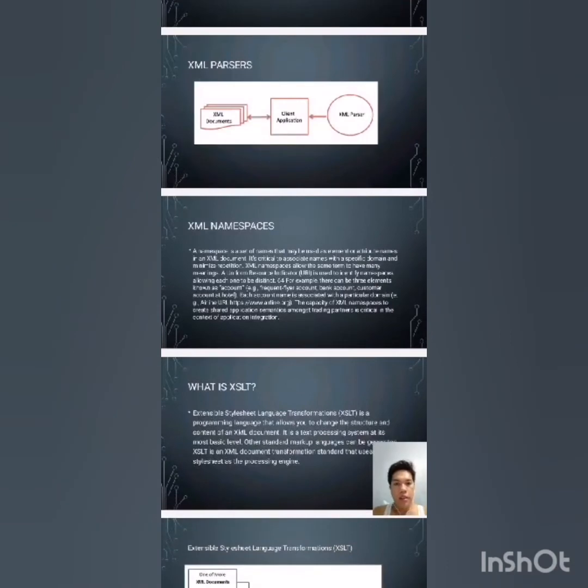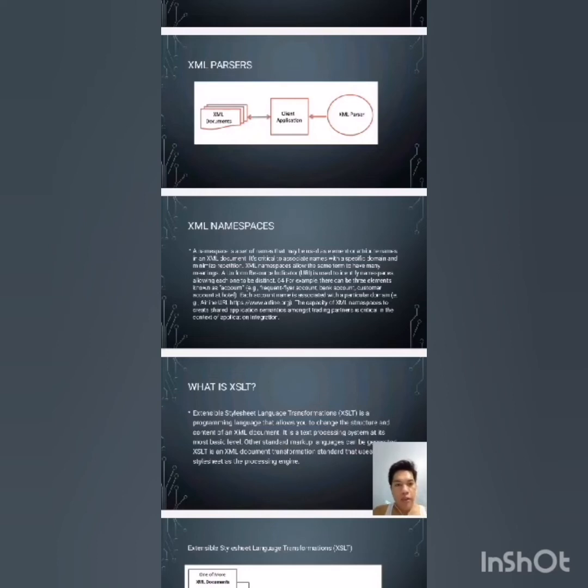XML namespaces. A namespace is a set of names that may be used as element or attribute names in an XML document. It's critical to associate names with a specific domain and minimize repetition. XML namespaces allow the same term to have many meanings. A uniform resource identifier, or URI, is used to identify namespaces, allowing each one to be distinct.